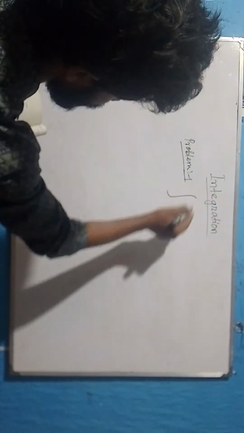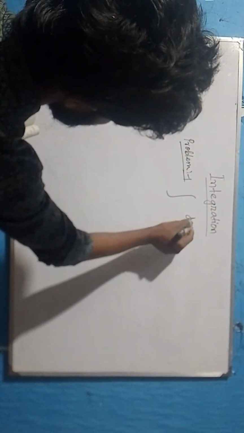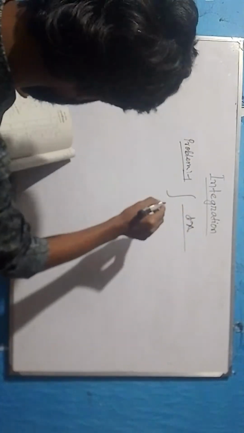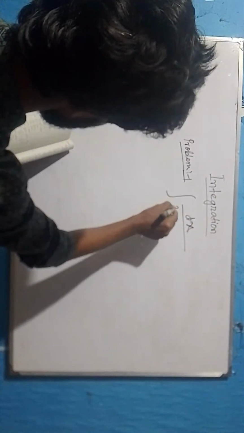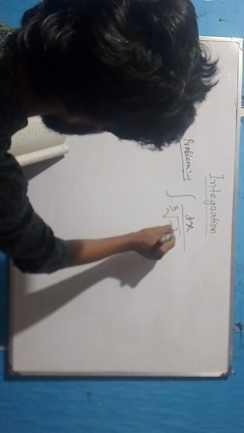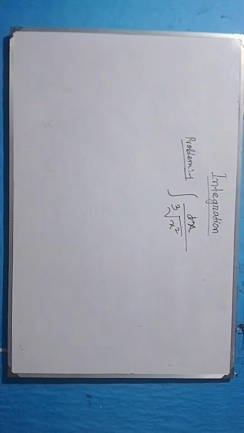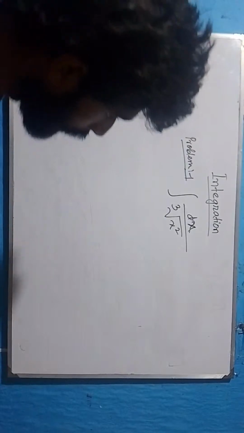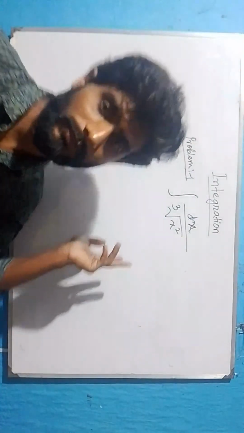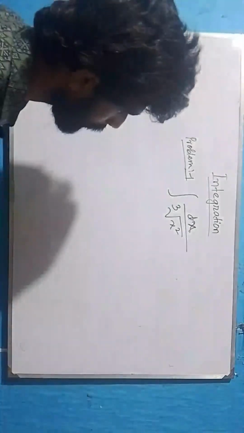Now our next problem is the integration of dx divided by the cube root of x square. This looks like the x to the power n type.